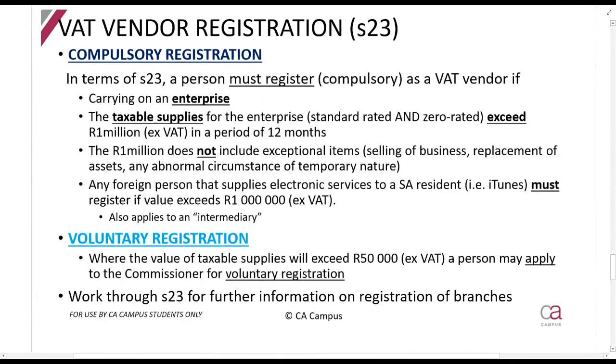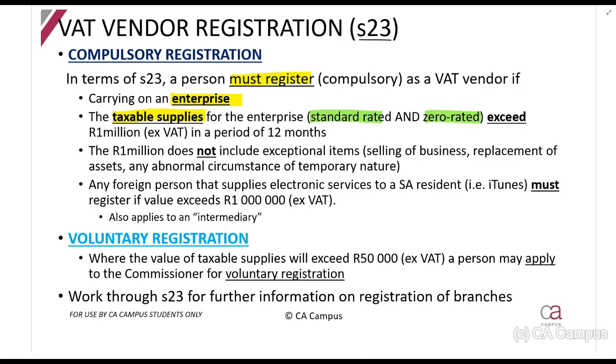Okay, so section 23 tells you when you need to be a vendor. Section 23 says you must register. So it means you must pay VAT. If you are carrying on an enterprise, we already saw what that is, and the taxable supplies for the enterprise. Now taxable supplies, guys, you'll see as a comment, that's standard rated and zero rated supplies. As we go on, you'll get more familiar with it, but just make a note of that. Taxable supplies exceed 1 million rands for the period.